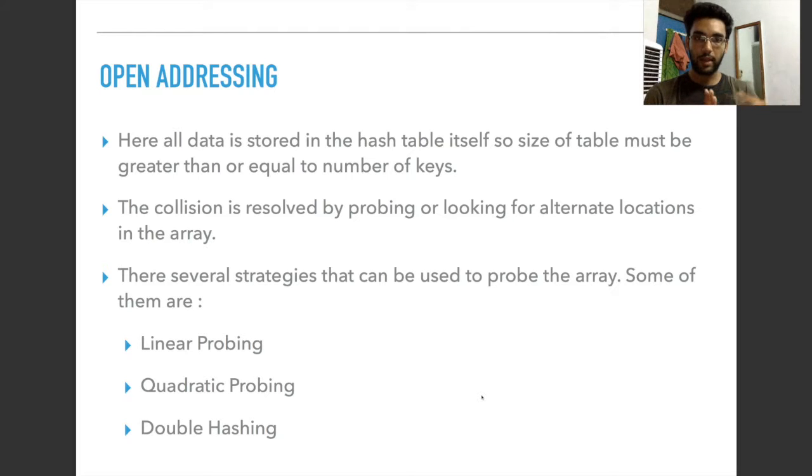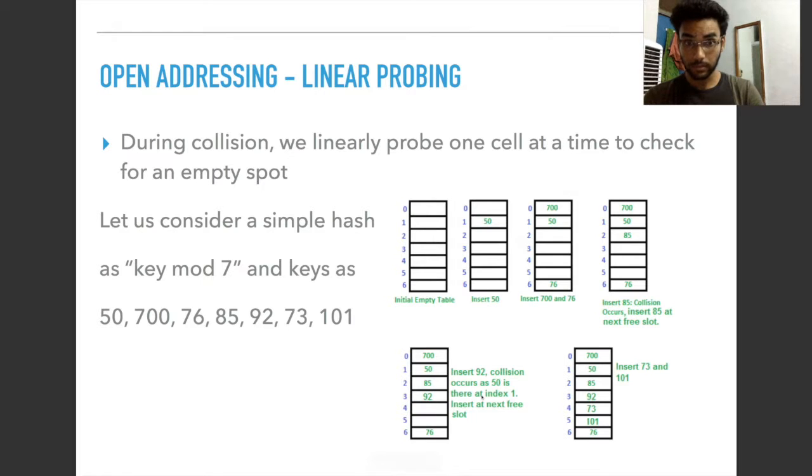Now, this active probing or looking for alternate solutions for a colliding key, you can use several strategies to find such an alternative location. Some of the most common strategies that have been used are linear probing, quadratic probing, and double hashing. Linear probing is the simplest of them all. As the name suggests, whenever you have a collision, you look ahead one cell at a time to find an empty spot.